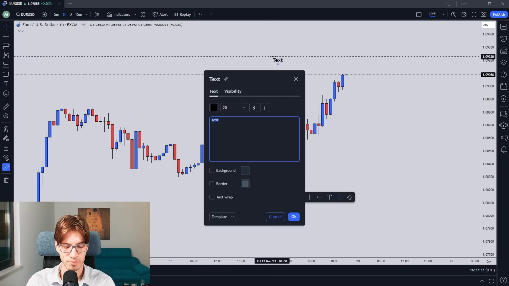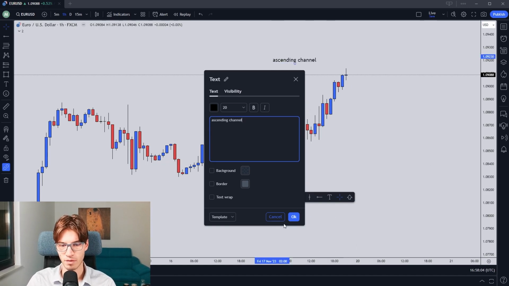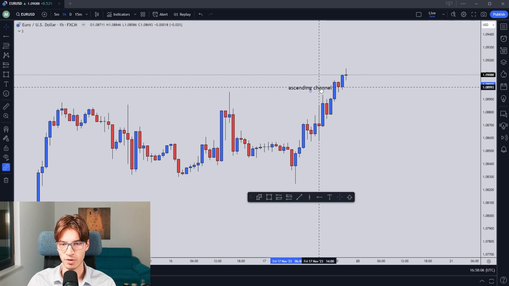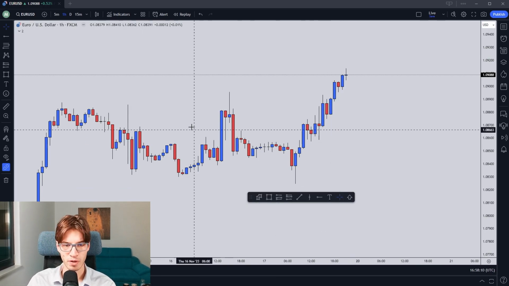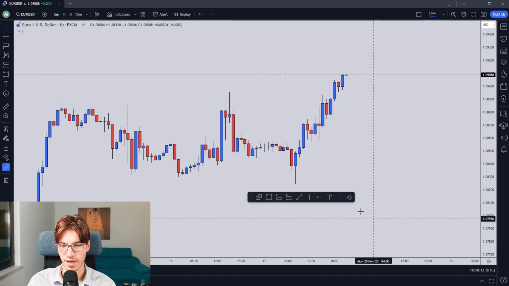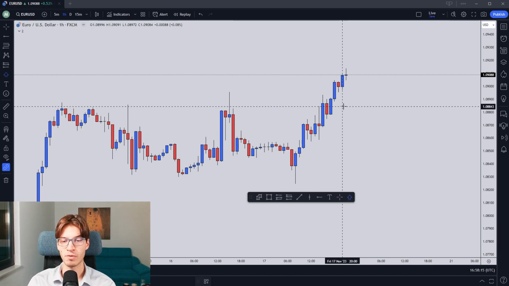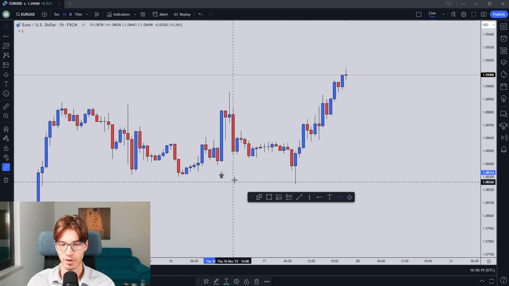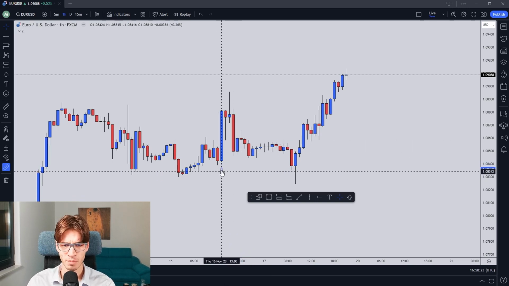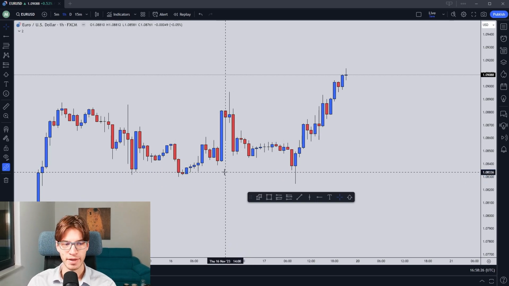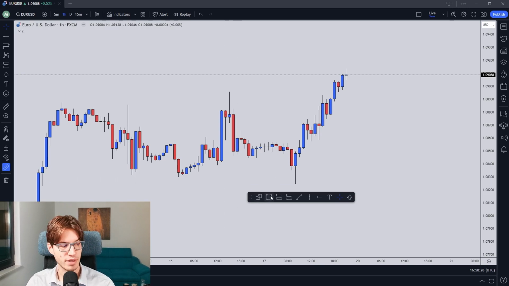Okay, so that's about it for that. Text tool: for backtesting, if I want to make a note, for example, ascending channel, just put a note in, very, very basic stuff. And this is, of course, the cross tool. This is the one where you select things. And I have this arrow as well, which is very good for backtesting if I want to highlight a certain candle, okay? For example, if this candle is interesting to me, I just put it under there and then it's highlighted.